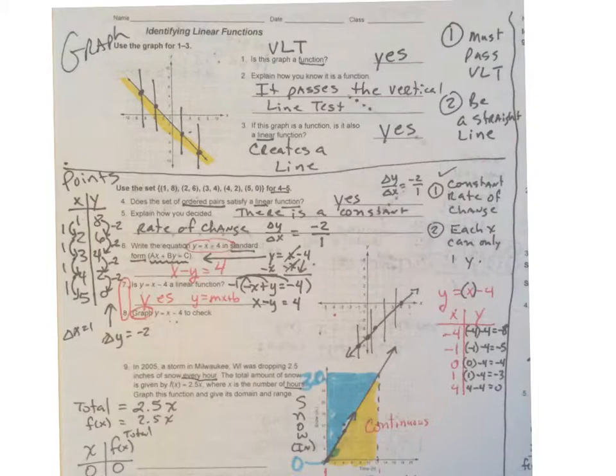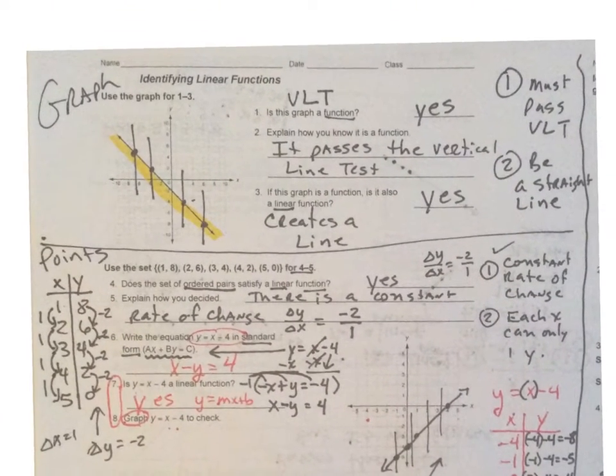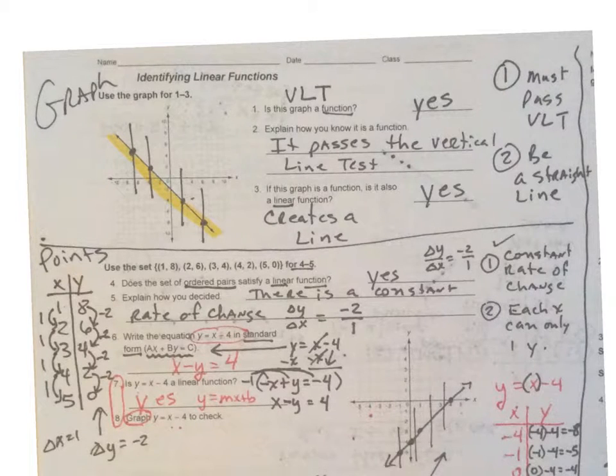On this particular page, here are the answers. Notice that this first part was a graph, so we looked to see if it passed the vertical line test, and then it must be a straight line. All right, so here are the answers. I've already gone over these in class, so you can copy them down as you wish.